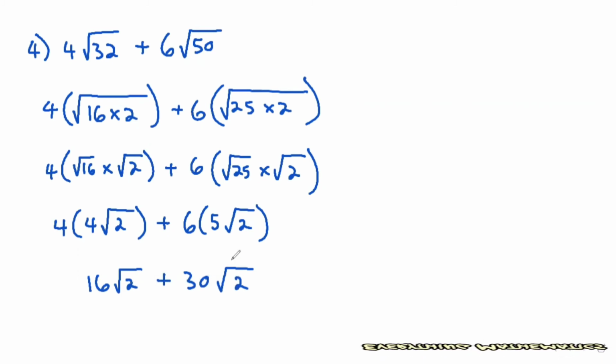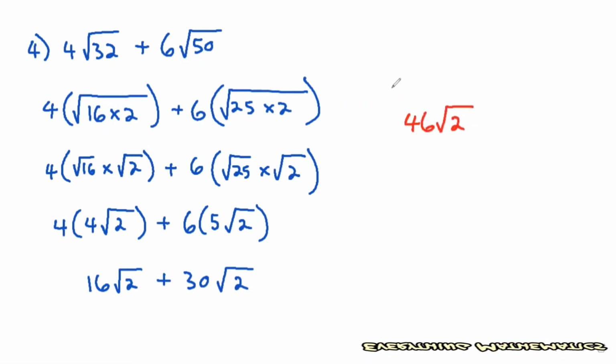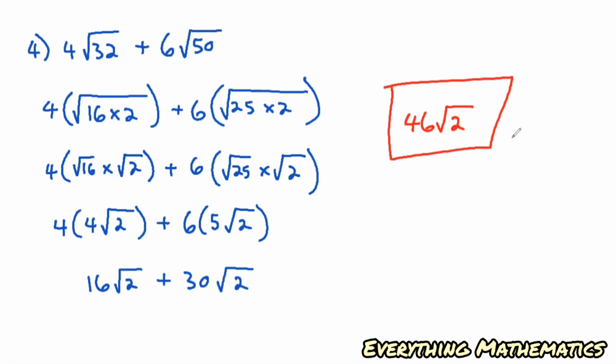So what do I do with this? Let me write my answer on this side. I add the coefficients, which are the 16 and the 30, and the root remains the same. So my final answer here would be 30 plus 16, that's 46, so 46 root 2. This is your final answer.